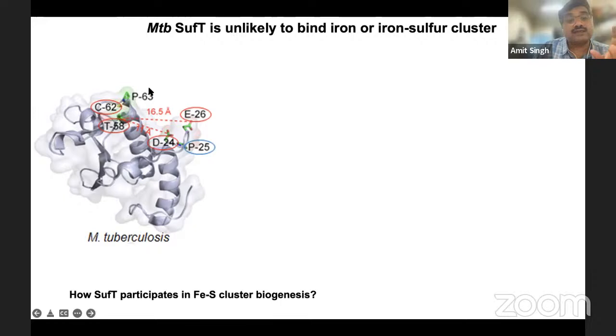Proline is next to cysteine, so it appears that it will be important. I think this proline is going to play a very important role in organizing cysteine in the structure. And this kind of structure, where the hydroxyl groups face each other and the sulfhydryl group of cysteine also faces the hydroxyl group of these amino acids, tells you that there is a pocket formed on the surface. Most often these pockets bind ligands or metals or iron sulfur clusters. So we thought that one way MTB SUFT can participate in iron sulfur cluster biogenesis, which would justify its occurrence in the SUF machinery, is that it might also bind iron or an iron sulfur cluster.